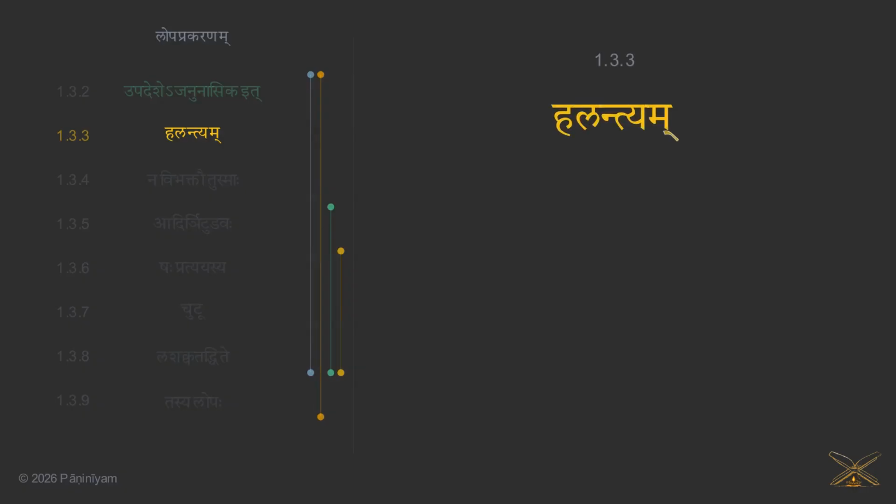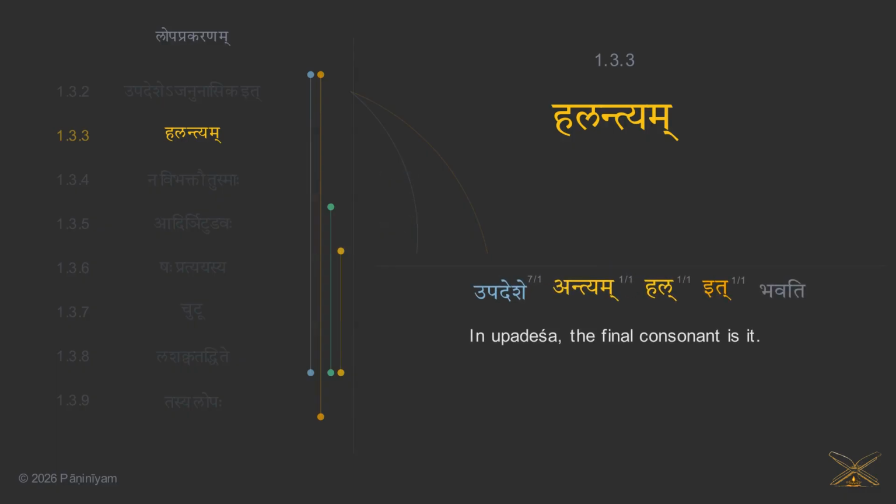Halantyam, Antyam Hal, final consonant. Just 2 words in the sutra itself. But watch from Sutra 132, 2 words arrive via Anuvritti, Upadeshe and It. They travel here, assembling the full meaning: in Upadesha, the final consonant is It. 2 words carried in, 2 words of the sutra, one complete rule.